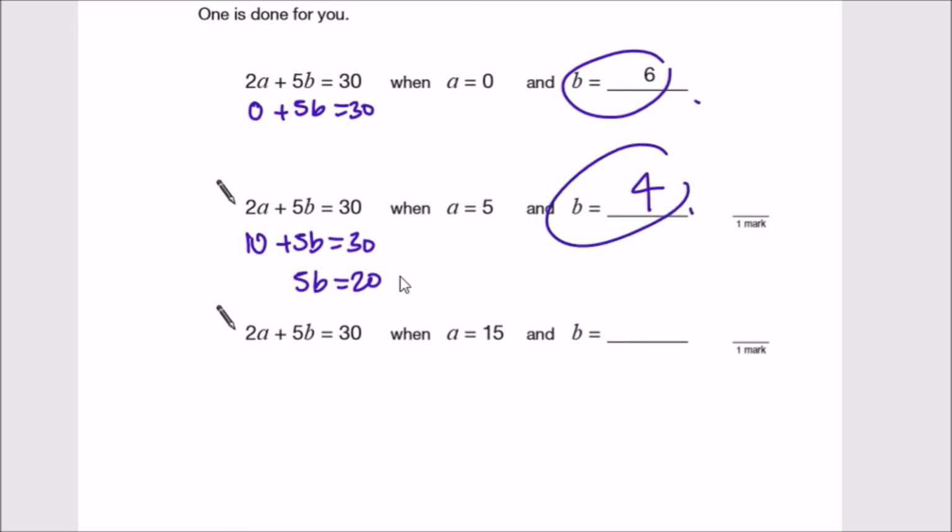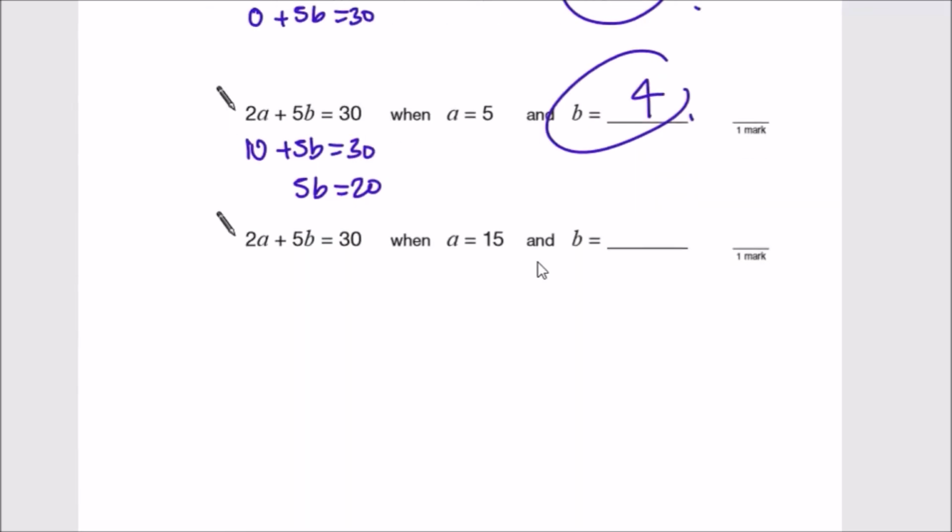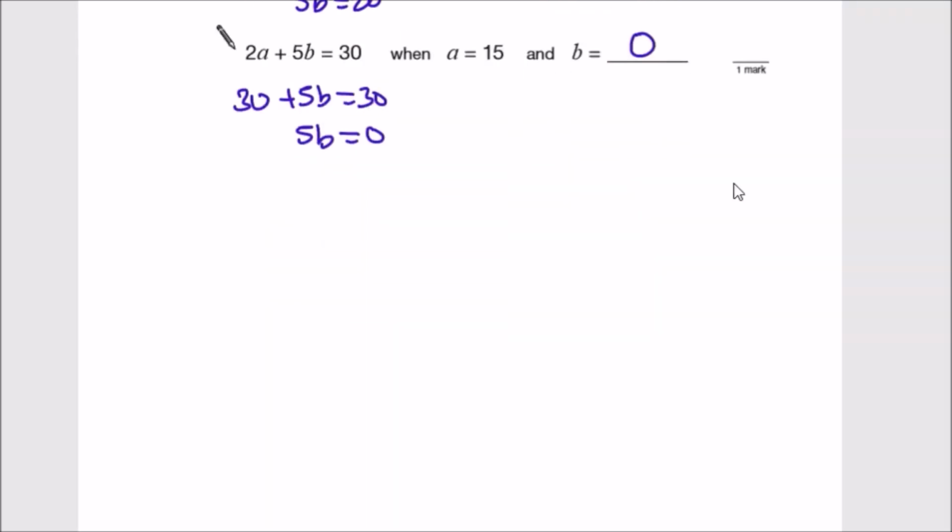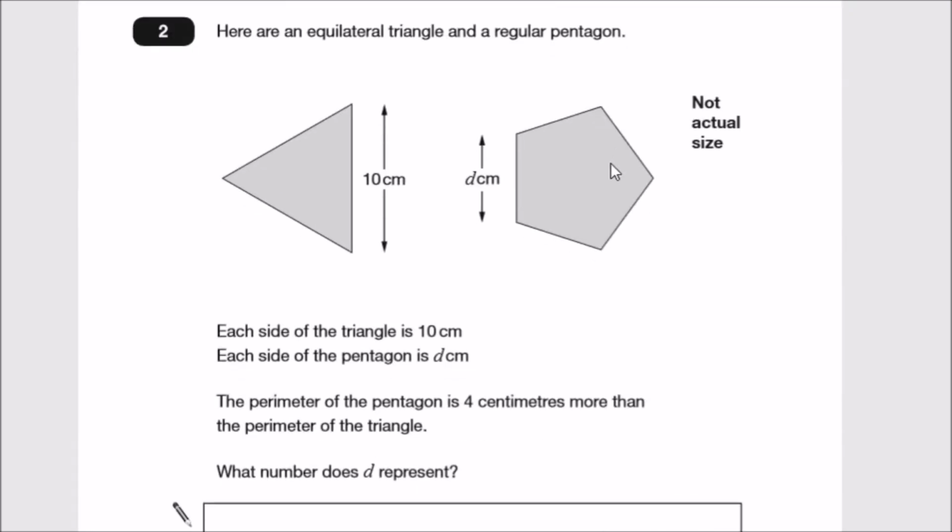So 5 times something is 20, well, the answer will be 4, because 20 divided by 5 is also 4. Last one, when a is 15, now we've got 2 times 15 is 30, plus 5b equals 30. If we ignore the 30, so we reduce it, we have 5b equals 0. So clearly b must be 0, because 5 times 0 is 0. Easy.